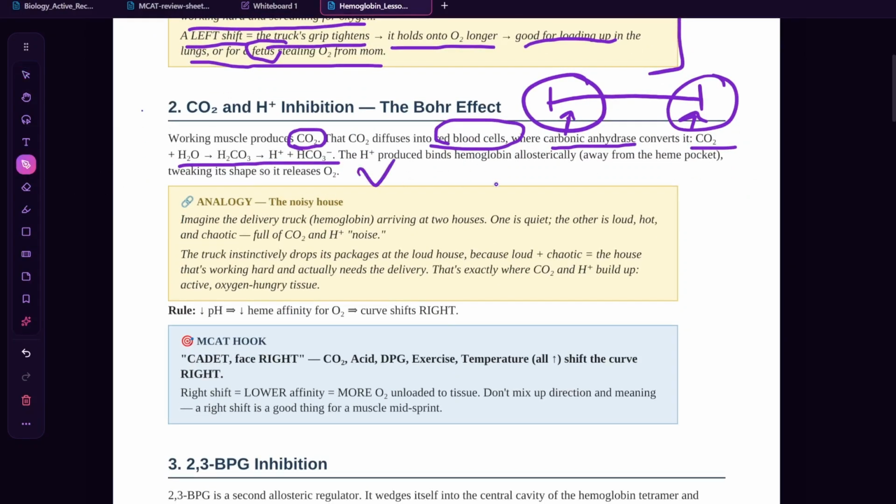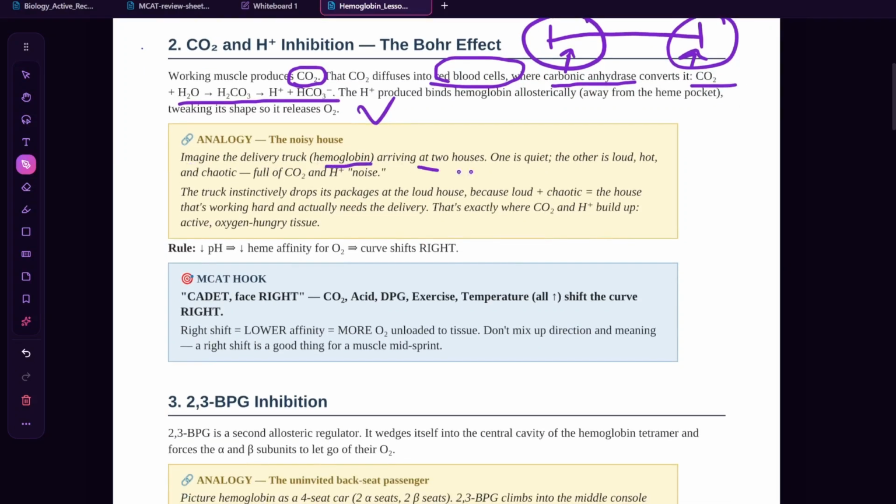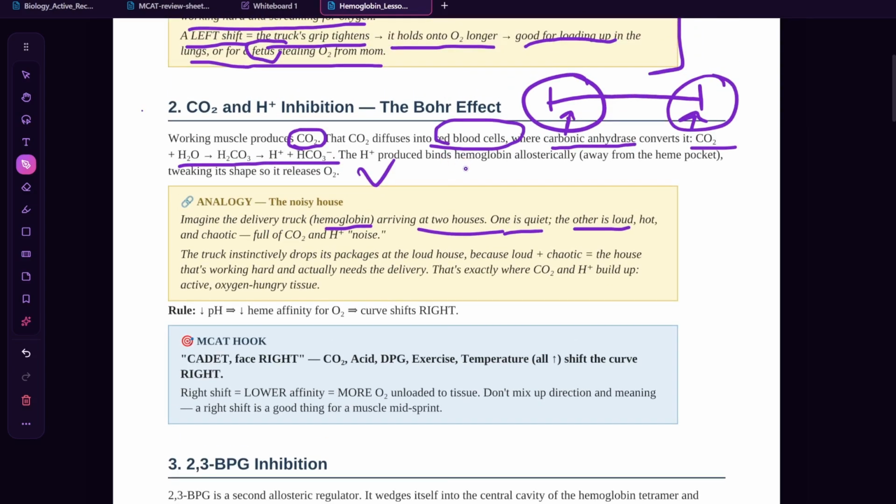And we already reviewed that biology, so you can go back to that video. So imagine a delivery truck arriving at two houses. One house is really quiet and one is really loud, right? One of them is screaming, and the other one is really quiet. So the truck instinctively drops its packages at the loud house, or the house in need. It knows it's in need.